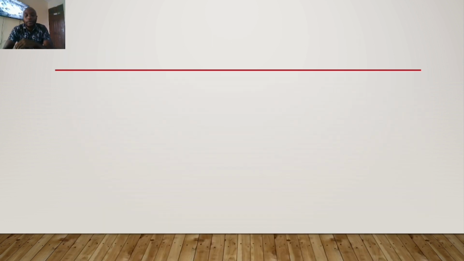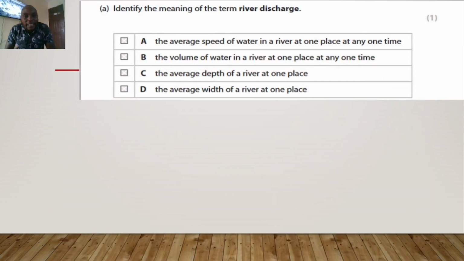All right, we go to another question. Identify the meaning of the term river discharge. That is easy, guys. So from the choices, you can get one there. What is the right response? Okay, the average speed of water in a river at one place at one time. Is it the answer? You're talking about speed here, so it can never be the answer. The volume of water in a river at one place at any one time. Is it the answer? It is the answer, because you're talking about the volume of water in a river at one time, because it has river discharge.